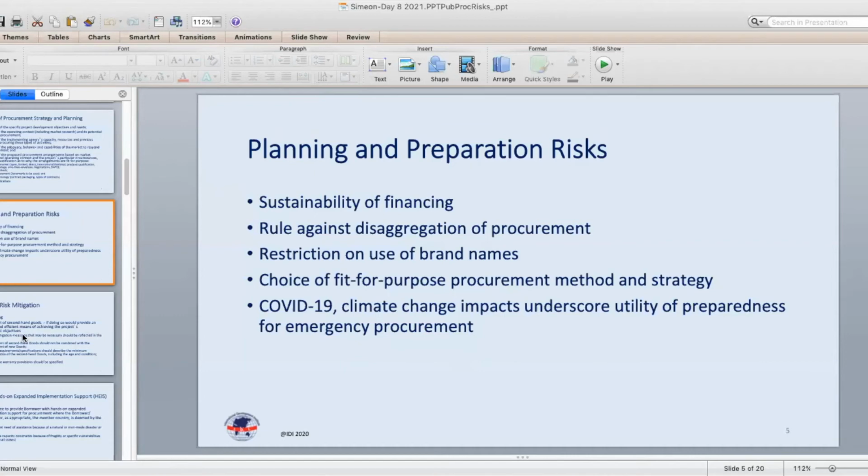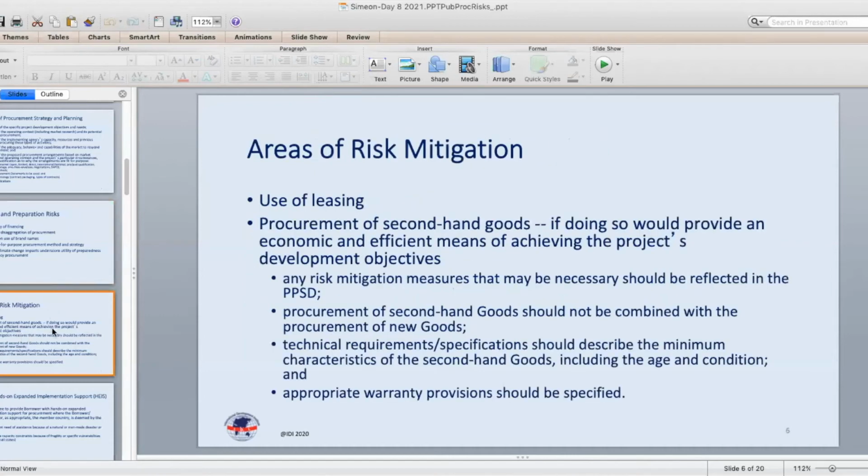No, I mean, it appears to be either internet or some technology. I don't know. It may be my own technological stupidity here that's at play. So do you see slide 6 now? Yes. Areas of risk mitigation? Yes, we can see it.